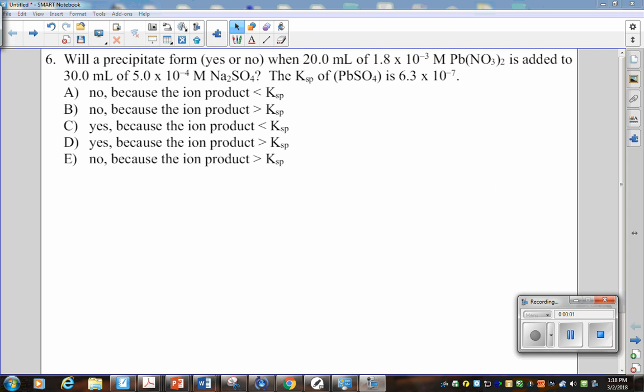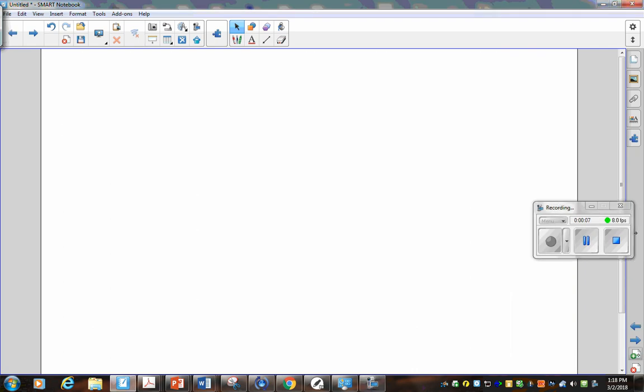About that video on how to do a KSP problem. It's a little different because there are no ICE tables. Hielo mesa, that's Spanish for ice table.